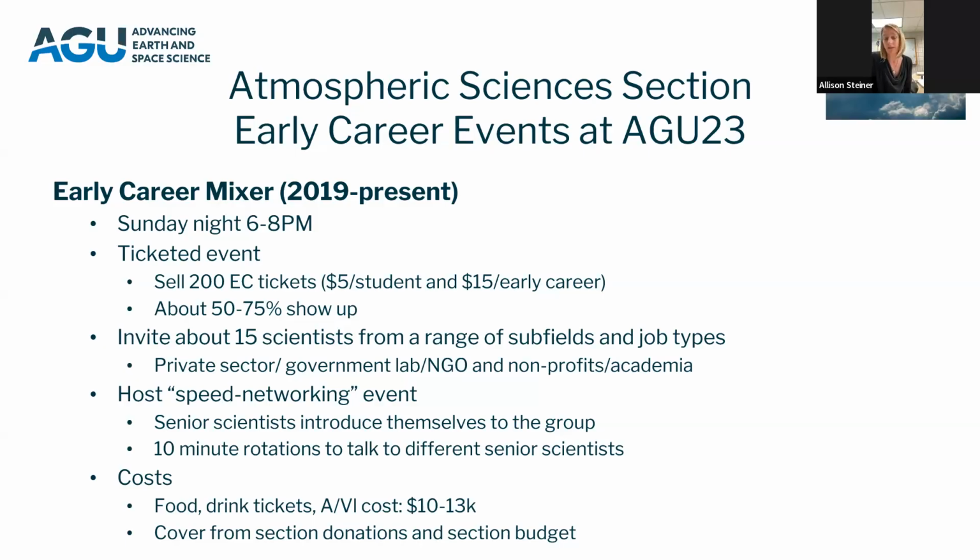In terms of costs, it does end up being rather expensive. We've been providing appetizer-level foods, we use drink tickets, and we've also been doing some minimal AV. Usually it's been running us around 10 to 13K for this type of event. We get a little bit of ticket revenue, and the rest we cover from section donations and section budgets. But the students and other early career scientists have really liked it as a way, early in the meeting, to get to know potentially some senior people they'd like to talk to and hear different career advice from a range of different job types.